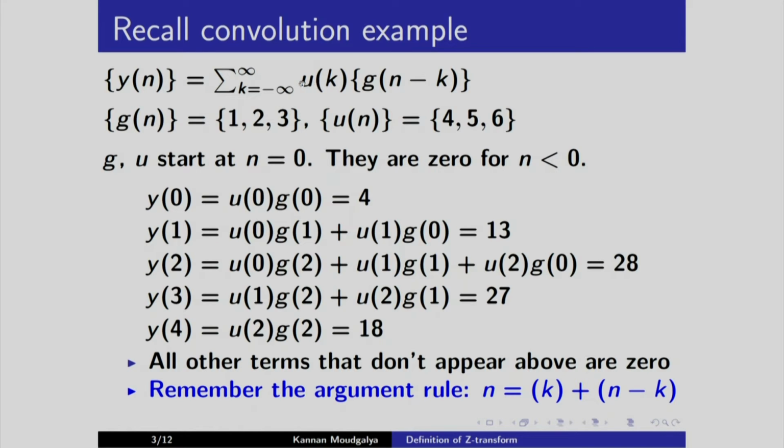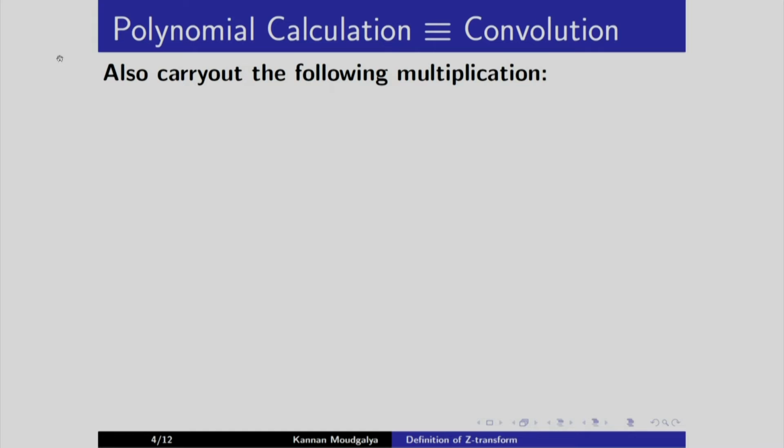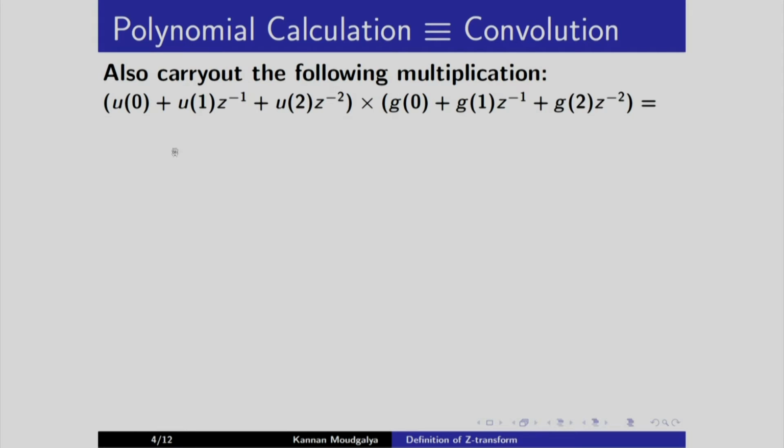In general, you will have to calculate an infinite number of terms for every n. So this is what I call an infinite sum, to be evaluated infinite times in general. We will show that polynomial calculation is an equivalent option for convolution. So let us carry out the following multiplication.